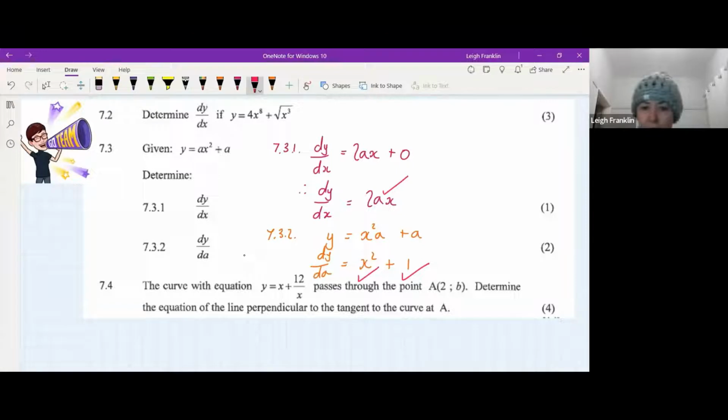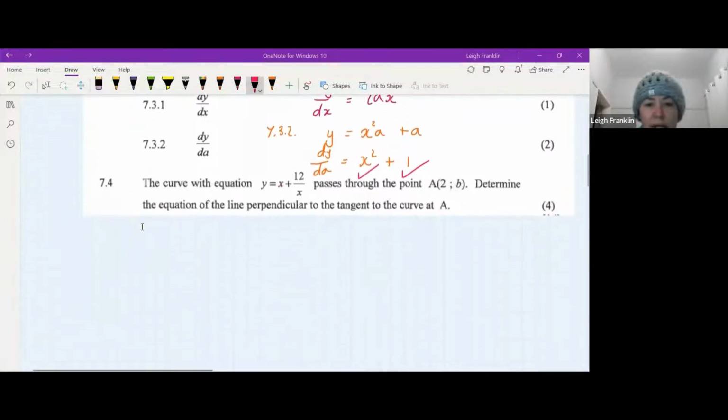Okay, matrix, everybody happy with that? All right, cool beans. Now, Orotile, you say that you already did 7.4.